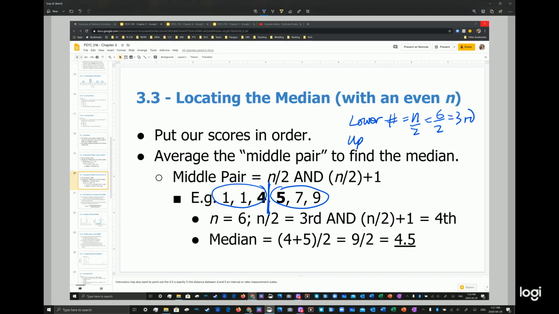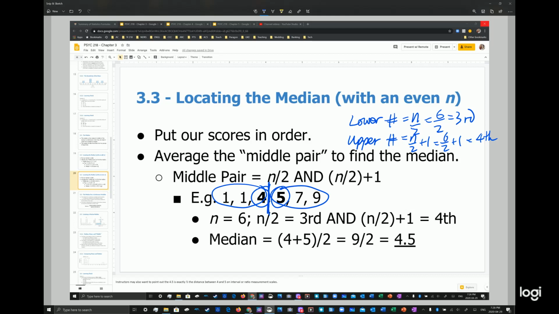And then the upper number, well, that's n divided by 2 plus 1. Well, we already know it's 6 over 2 plus 1. So that's the fourth score. So we have it, the fourth score and the fifth score. With this pair, then we find the mean of that pair, or the average of that pair.